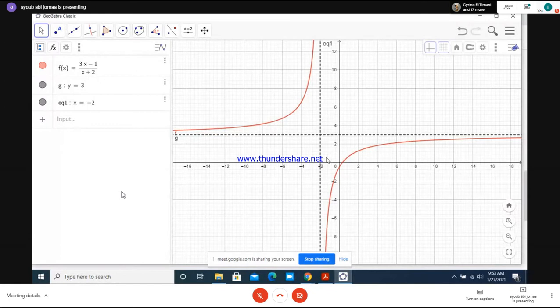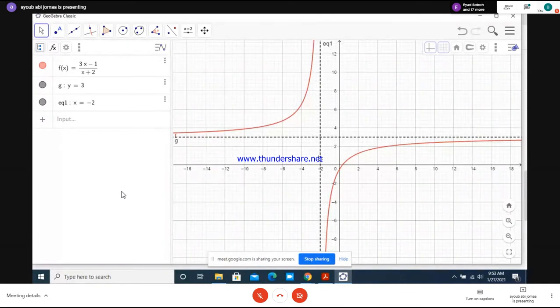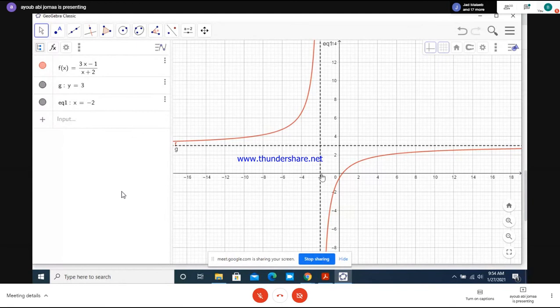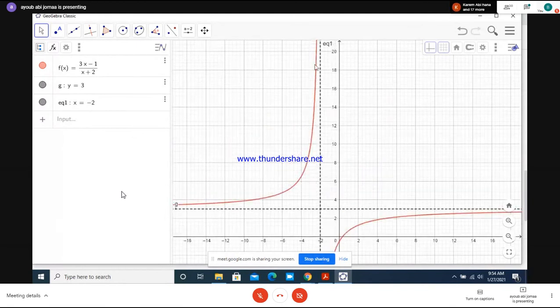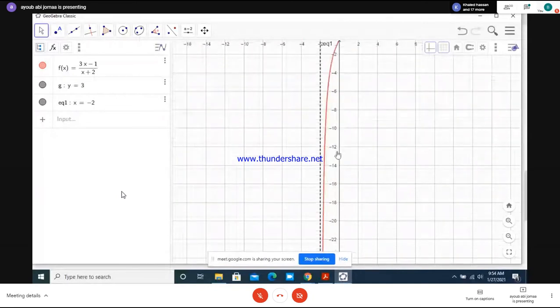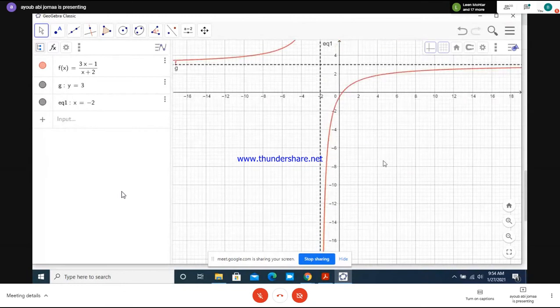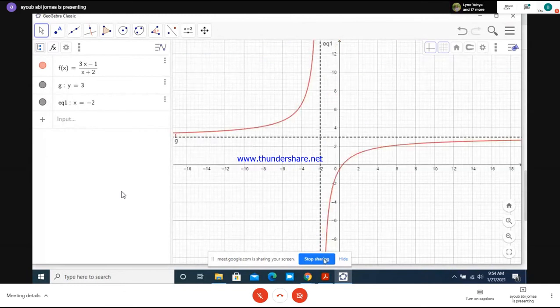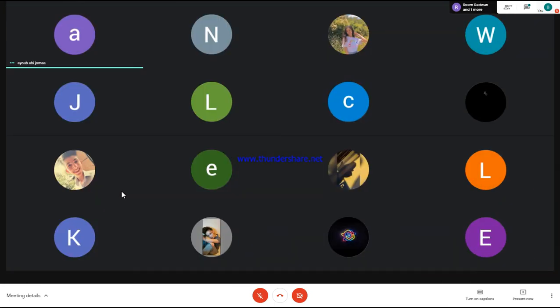Here we found the limit as x approaches negative 2 from the left is positive infinity. So from the left side of negative 2, the graph goes to positive infinity. And similarly, as x approaches negative 2 from the right, the limit is negative infinity, and the graph starts from negative infinity. Okay? Clear? Any questions?